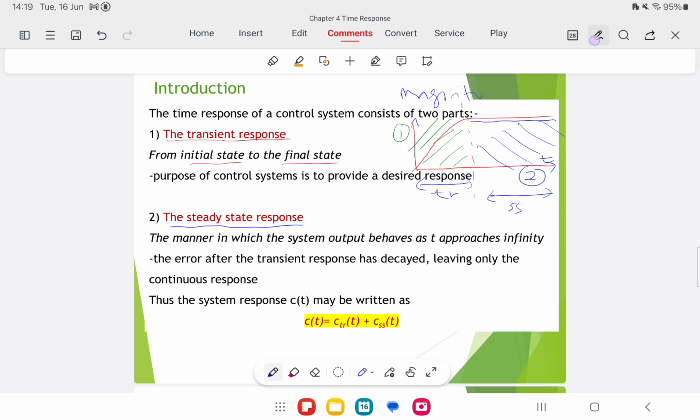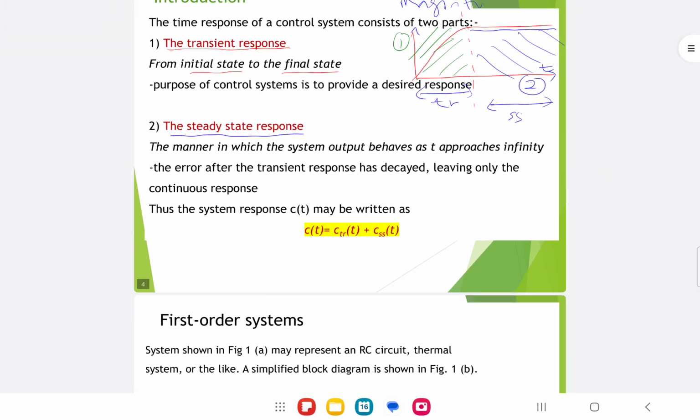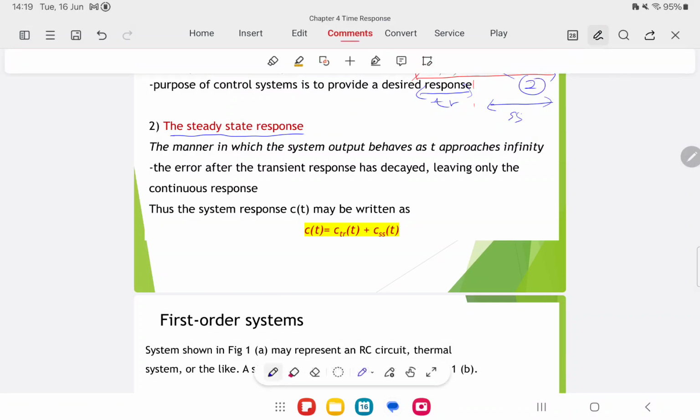Okay, as you guys can see kat bawah here is the system response with both of the response. CTR is the transient response. Okay, CSS is the steady state response. This one CT is the total response, overall output of the system with respect to time. Okay, and CTR is the transient response, temporary part of the response, meaning that dia belum final lagi, dia tengah nak on. Okay, untuk capai the optimum conditions.